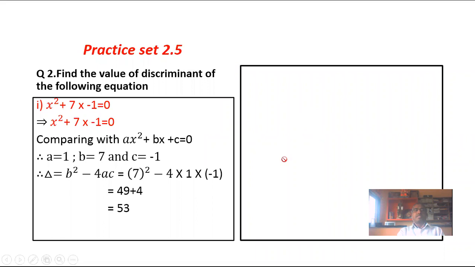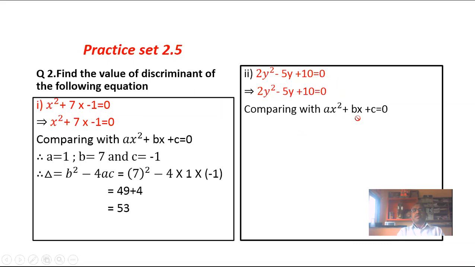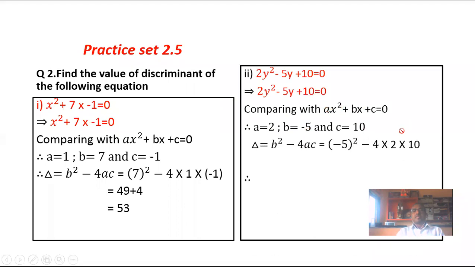Second quadratic equation is 2y square minus 5y plus 10 is equal to 0. This quadratic equation compared with ax square plus bx plus c is equal to 0. Therefore, a is equal to 2, b is equal to minus 5, and c is equal to 10. Hence, the value of discriminant delta is equal to b square minus 4ac.